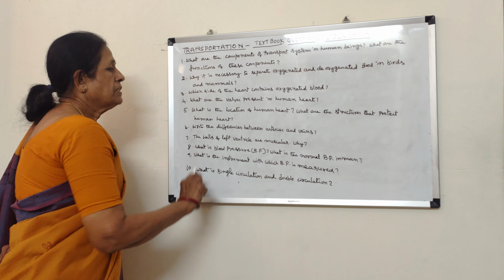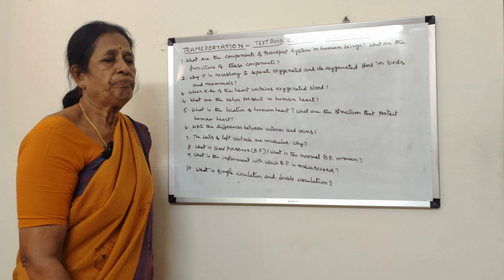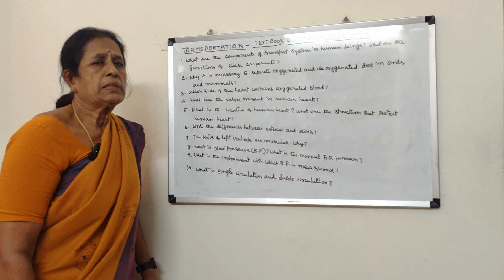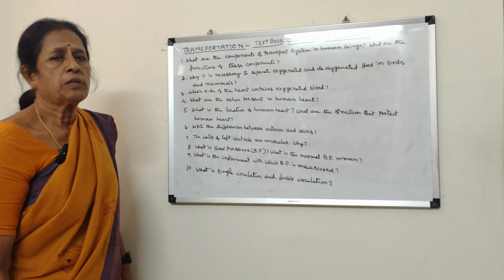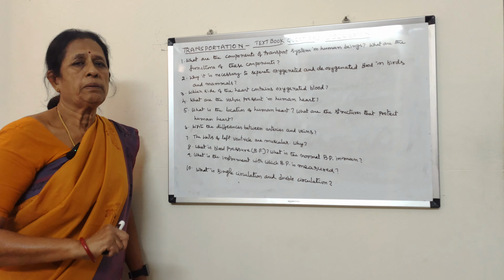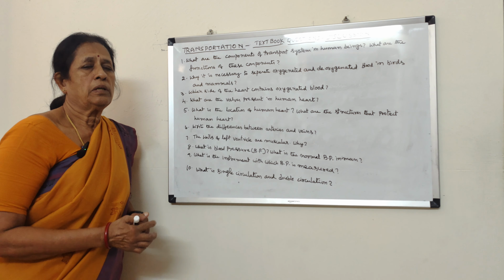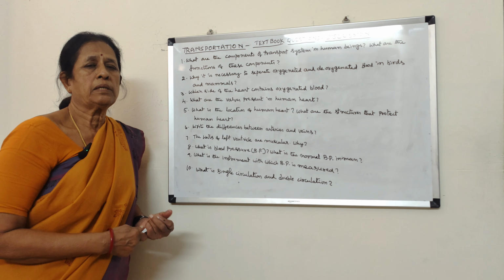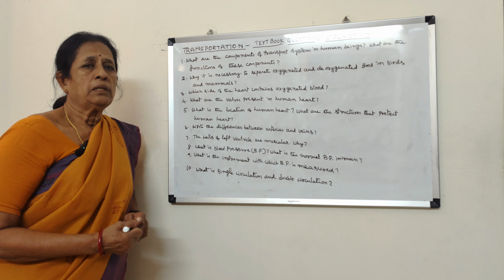Okay, write the differences between arteries and veins. Arteries are the blood vessels which take blood from the heart to body parts. Veins are the blood vessels which collect blood from various body parts and take it to the heart. The walls of the arteries are thick. The walls of the veins are thin.